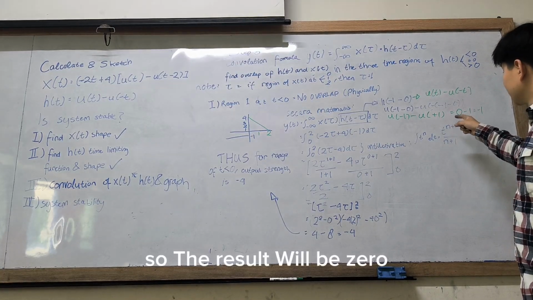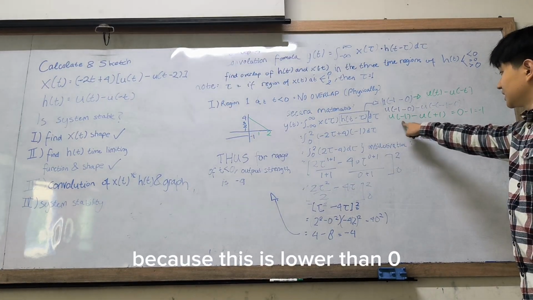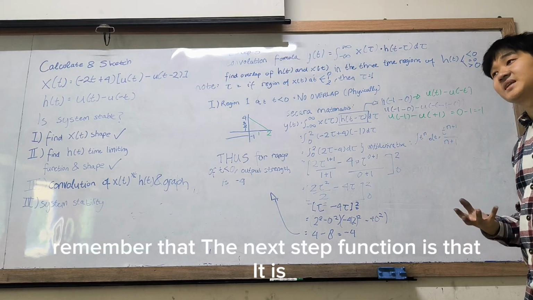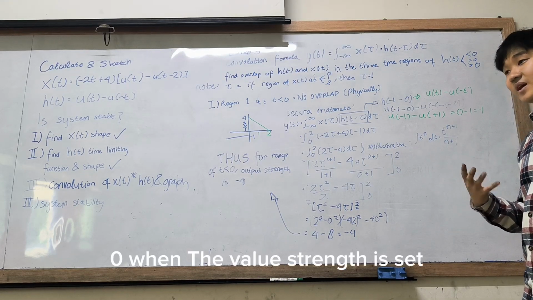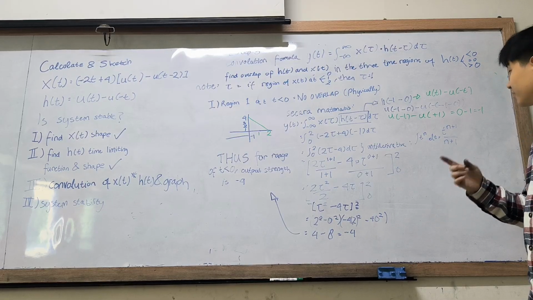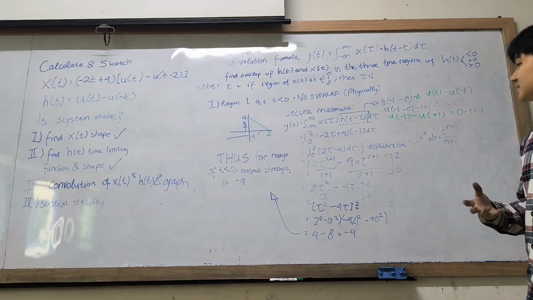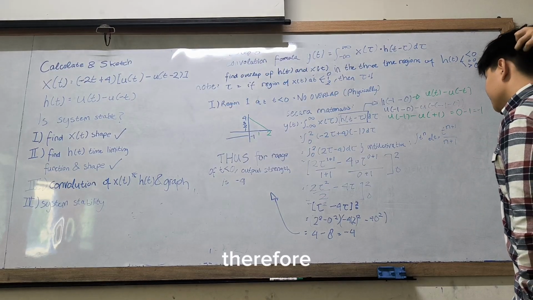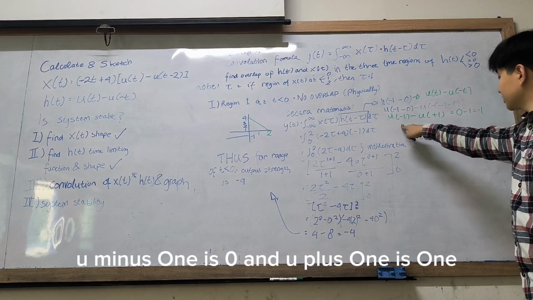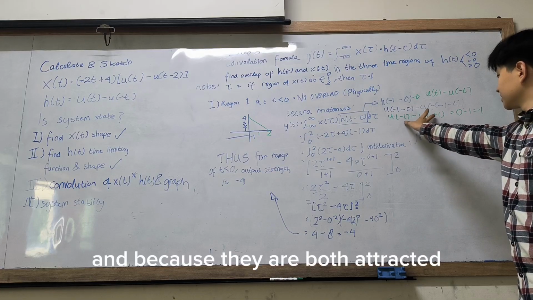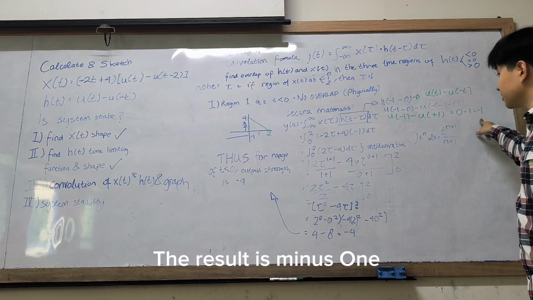So the first result will be 0 because -1 is lower than 0. Remember that the unit step function is 0 when the time is below 0, and 1 when the time is greater than or equal to 0. Therefore, u(-1) is 0 and u(1) is 1. And because they are subtracted, the result is -1.